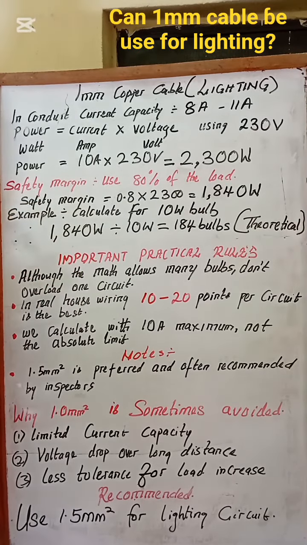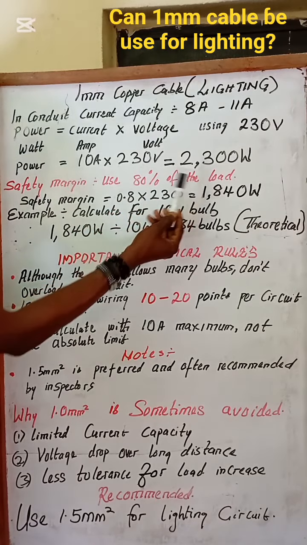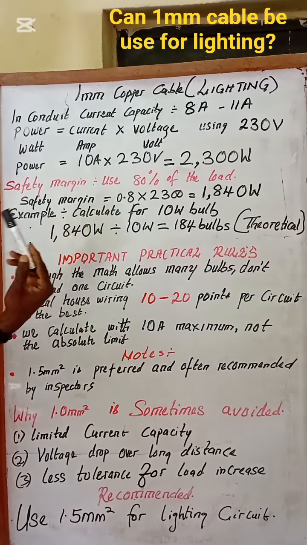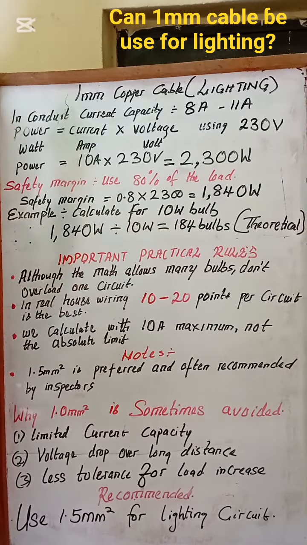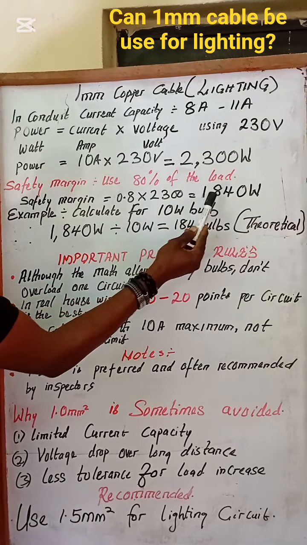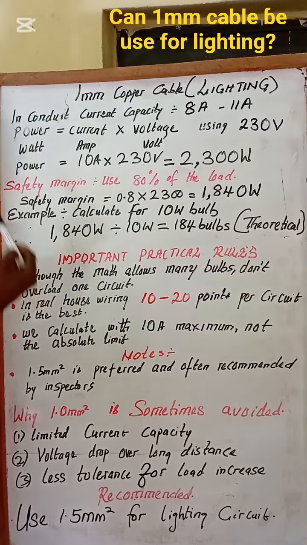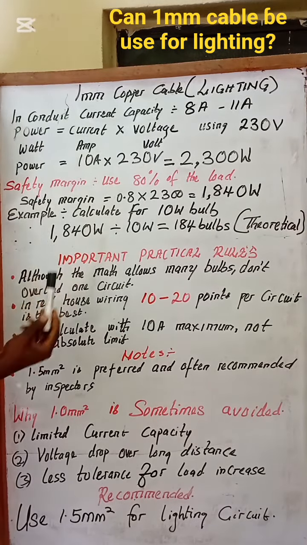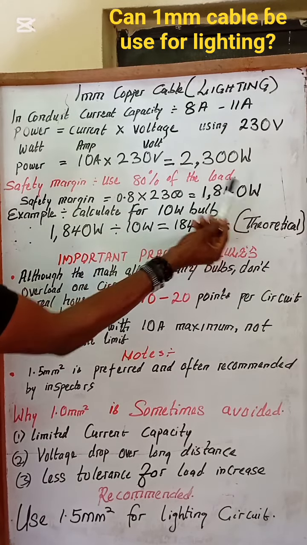Now, safety margin. In order to protect the 1 mm cable from overload, let's use the safety margin according to the standard of 80% of the load. Then the safety margin will be 80%, which is 0.8 times 2,300, which gives us 1,840 watts. Now, we have got the safety margin of the load to be 1,840 watts.